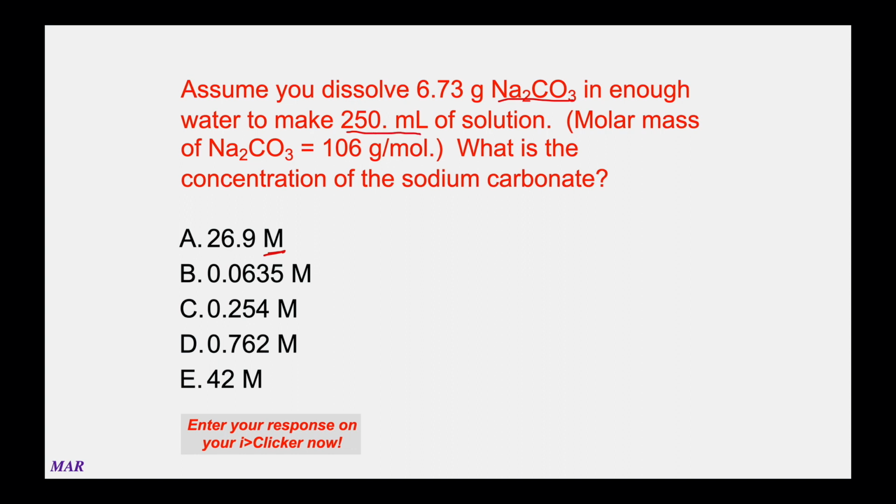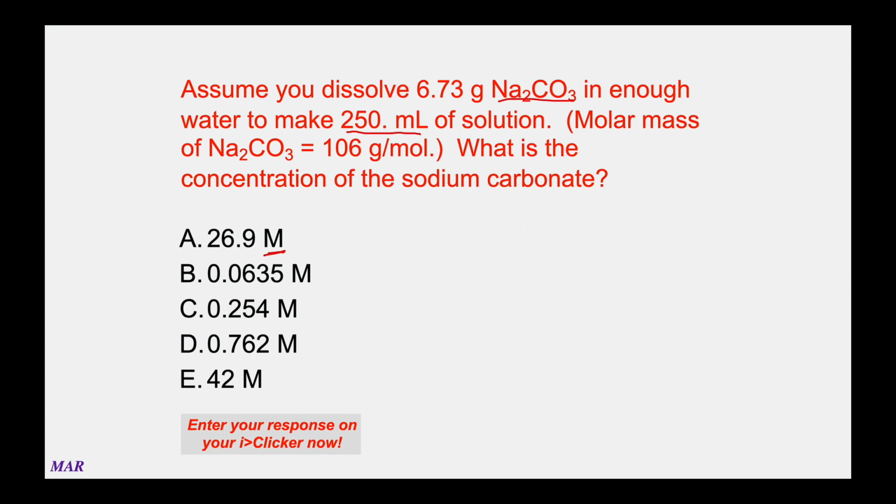Now, you've got to know how many milliliters are in a liter. How many milliliters are in a liter? If you said 1,000, you did a good job. Please know there's 1,000 milliliters per liter. We're going to use that a lot. So in this problem, you want to go 250 divided by 1,000. 0.250 liters is going to be the bottom, the volume term.